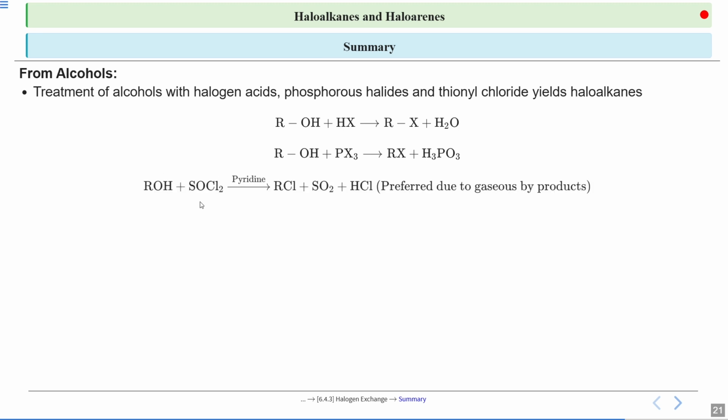And when ROH reacts with thionyl chloride, SOCl2, in the presence of pyridine, you get RCl plus SO2 plus HCl. This is the preferred method for the preparation of alkyl chlorides, because the byproducts, SO2 and HCl, are gases which escape from the reaction mixture, leaving only the pure alkyl chloride. As for the reactivity of halogen acids, hydrogen iodide is the most reactive, then HBr, and then HCl is the least reactive. That's why HCl needs zinc chloride as a catalyst when it reacts with alcohols.